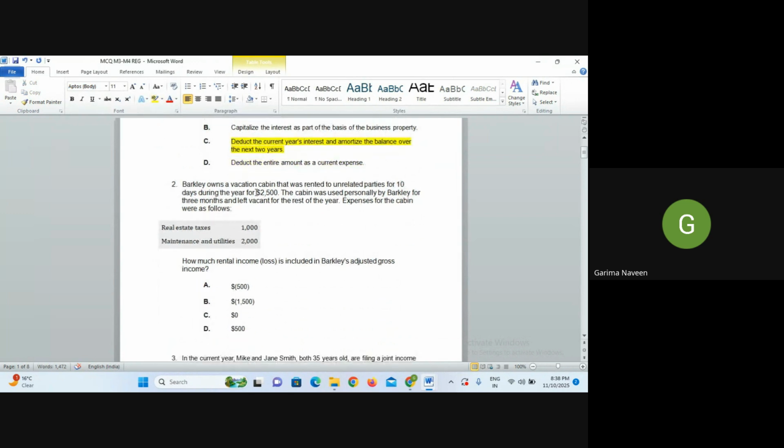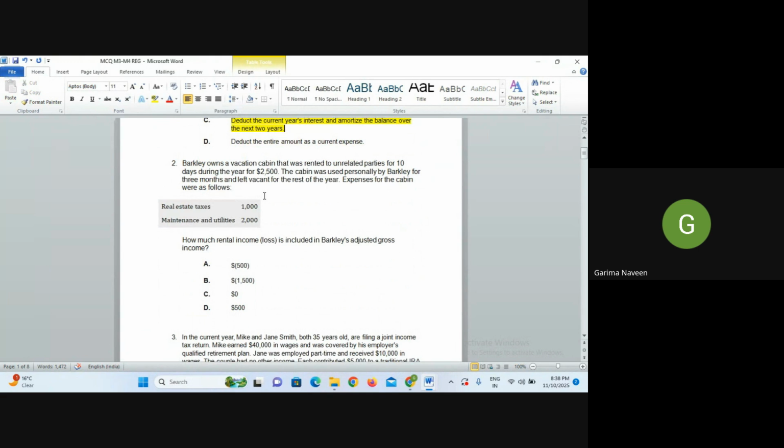Next question. Barclay owns a vacation cabin that was rented to an unrelated party for 10 days during the year for $2,500. The cabin was personally used by Barclay for 3 months and left vacant for the rest of the year. The expenses for the cabin are as follows. How much rental income or loss is included in adjusted gross income?